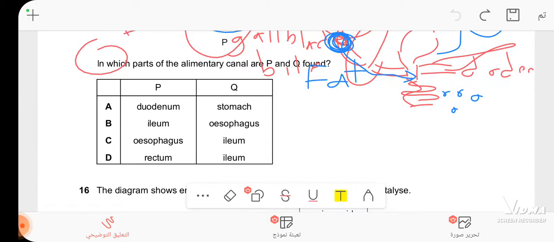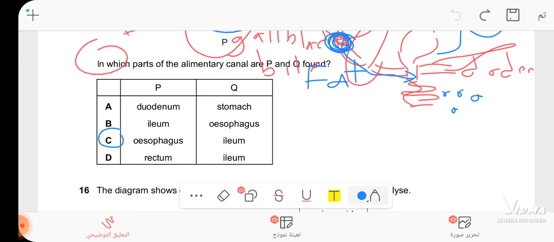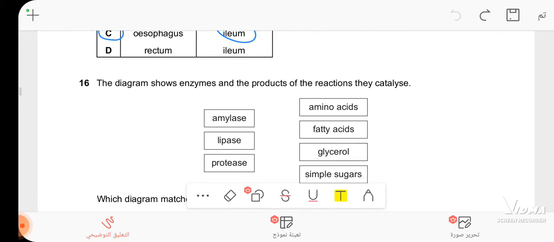So P at duodenum and stomach, Q small at ileum or small intestine. So the answer of 15 will be C. Okay, so let's move to the next question.